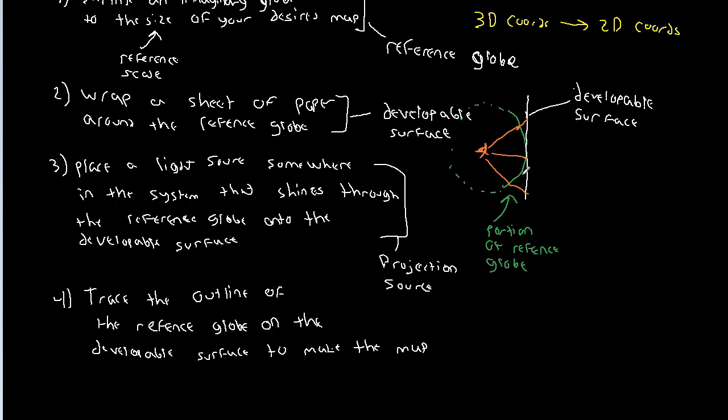It's just tracing the way that the reference globe at the size that we want is being projected from a light source onto a piece of paper called a developable surface. Hopefully this makes sense. In the next video, we'll talk about some of the details of this and how the concept of a developable surface, and its relationship to the reference globe, can be categorized, as well as what happens when we have gaps between the reference globe and the developable surface. This difference is going to lead to something called distortion.